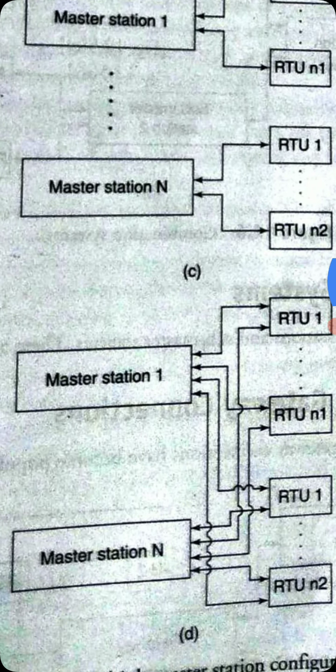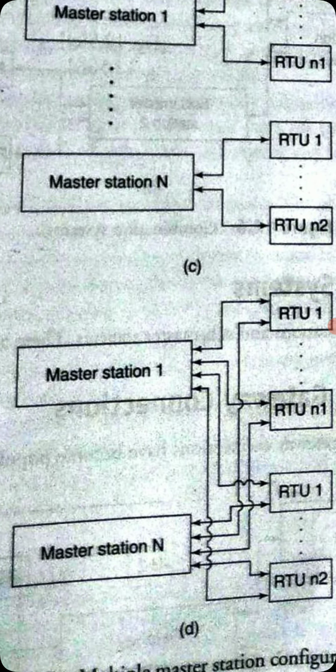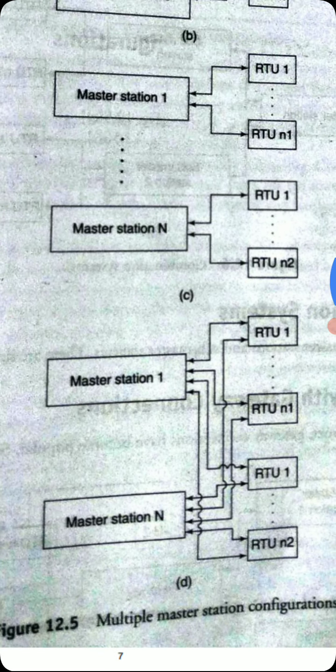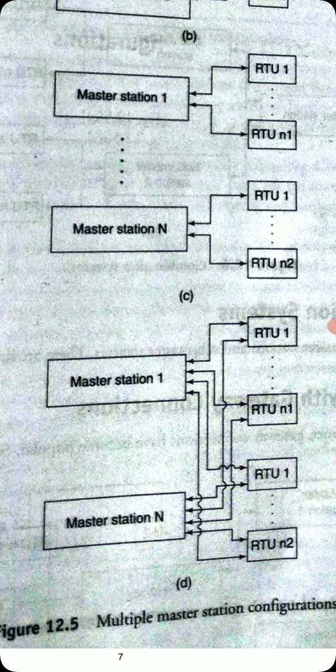And the fourth one of the second category is multiple master stations and multiple dual ported RTUs. You can see here all the RTUs are dual ported, and each RTU is connected to different master stations. See, RTU 1 is connected, one port to master station 1, another port to master station N. The same thing for RTU N, the connection is like that. So many dual ported RTUs can be connected to any number of master stations. It may be 1 to 2, 2 to 3, 3 to 5, like that. So this is called multiple master stations, multiple dual ported RTUs.